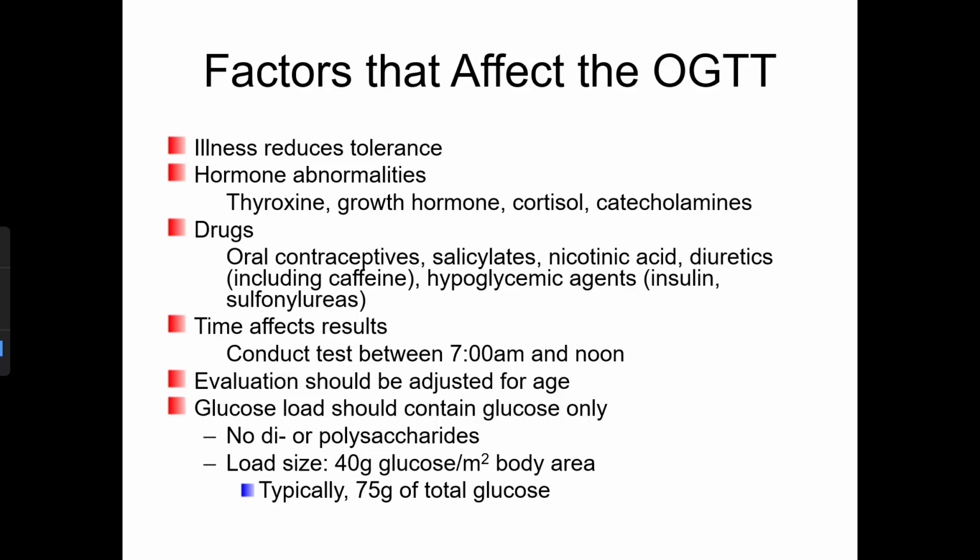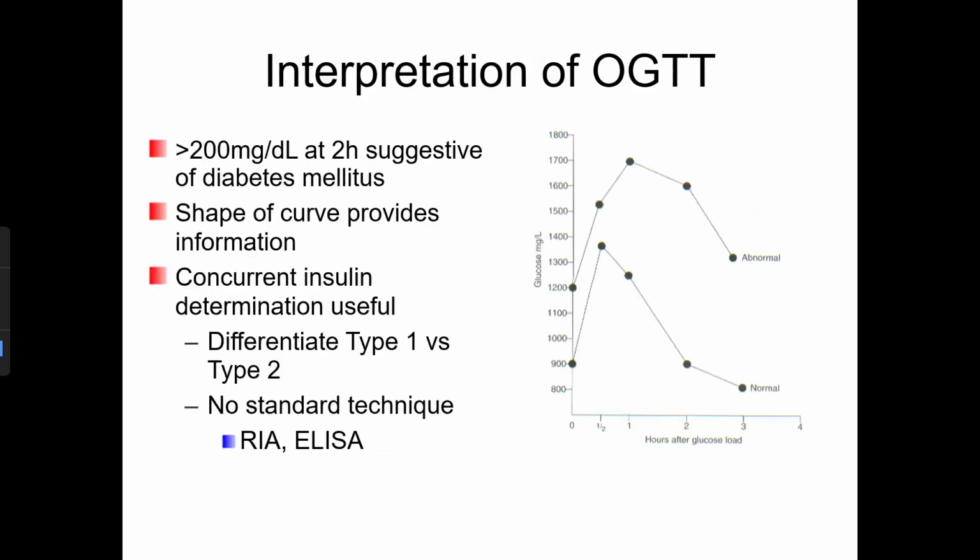Glucose load should contain glucose only, no dye or polysaccharides. Load size, 40 grams glucose per meter squared body area. Typically 75 grams of glucose, total glucose is necessary. So the interpretation: if it's greater than 200 milligrams per deciliter at 2 hours, that is suggestive of diabetes mellitus. So this has kind of been repeated throughout, and now you can see the curve of what would be normal versus abnormal.